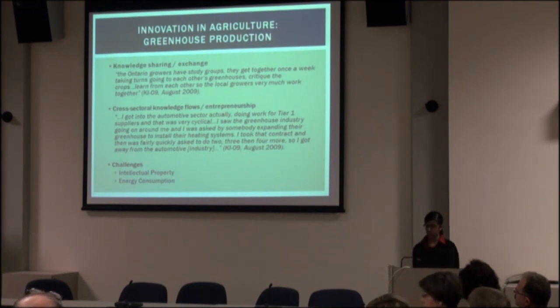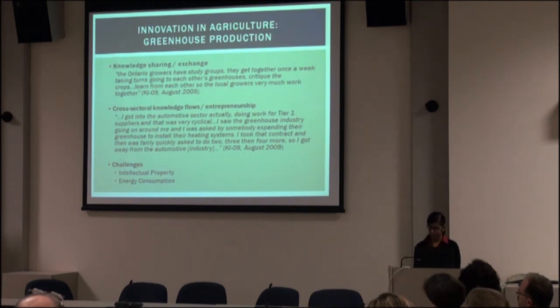Similar to the wine industry, there's evidence of entrepreneurs moving from manufacturing into greenhouses. A key informant describes their movement into the greenhouse sector, stating that I got into the automotive sector actually doing work for Tier 1 suppliers, and that was very cyclical. I saw the greenhouse industry going on around me, and I was asked by somebody expanding their greenhouse to install their heating systems. I took that contract and was fairly quickly asked to do 2, then 3, 4 more, so I got away from the automotive industry.